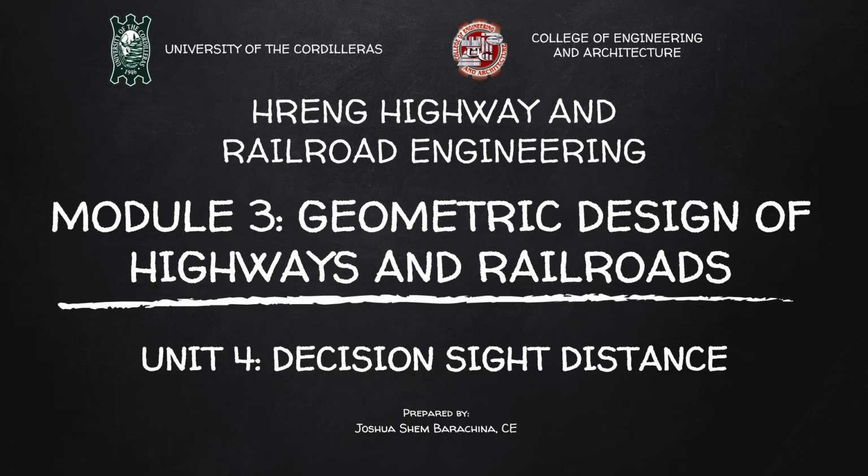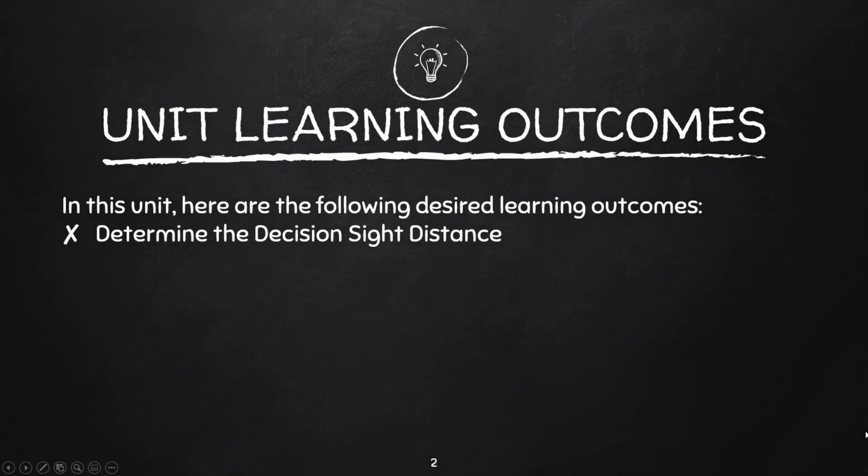For Unit 4 of Module 3, Geometric Design of Highways and Railroads, we are going to discuss the second type of sight distance, which is decision sight distance. For this unit, the learning outcomes would be to determine the decision sight distance and differentiate it from the stopping sight distance that was discussed in the last video, Unit 3 of this module.